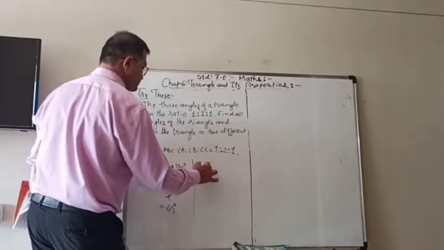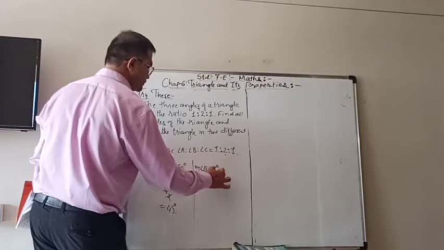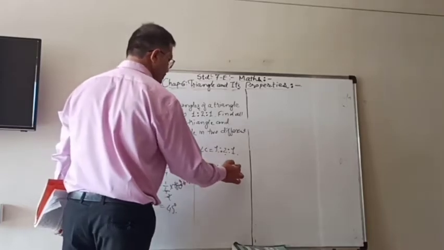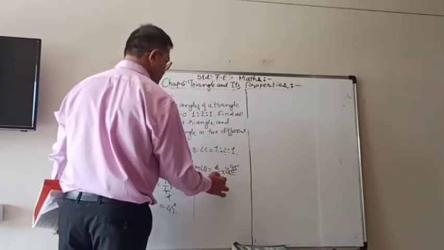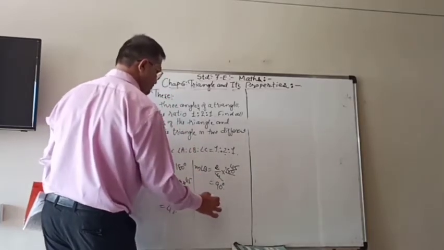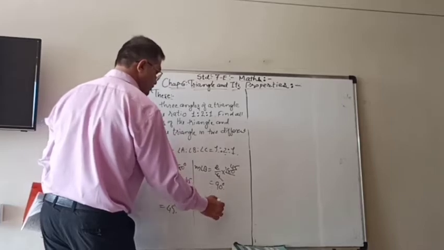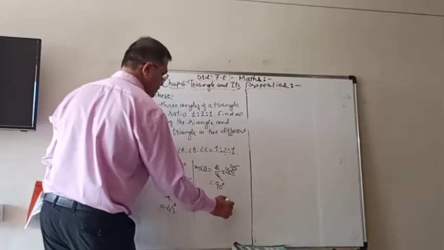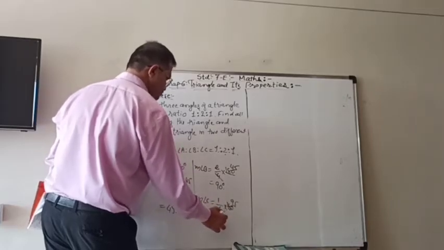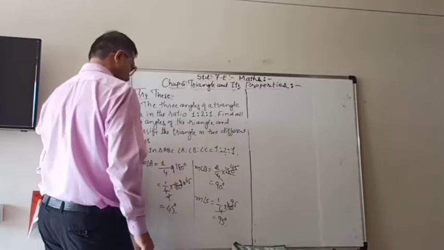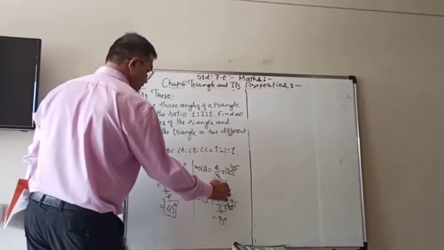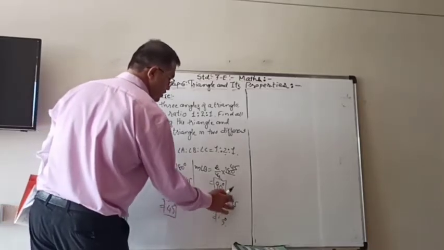Measure of angle B. How many parts? 2 out of 4 multiplied by 180. Here we can cancel it, and 45 twos are 90 degree. And measure of angle C is also one part out of the four parts, so it is also 45 degree. So now we found all the angles: 45 degree, 90 degree and 45 degree.